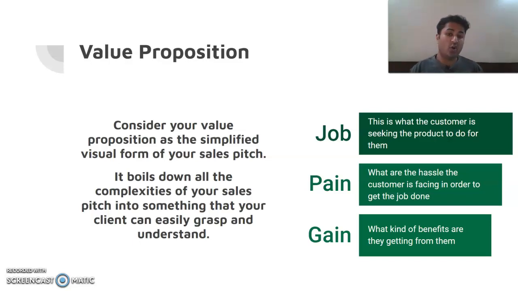Now, your business addresses a job, it addresses a pain, and it captures the gain. What is the job that your business is trying to do? This is what the customer is seeking the product to do for them. What is the pain that the customer is addressing? What is the hassle the customer is facing in order to get the job done? The gain is what kind of benefits they are getting. We'll discuss each one of them in detail in the following slides.